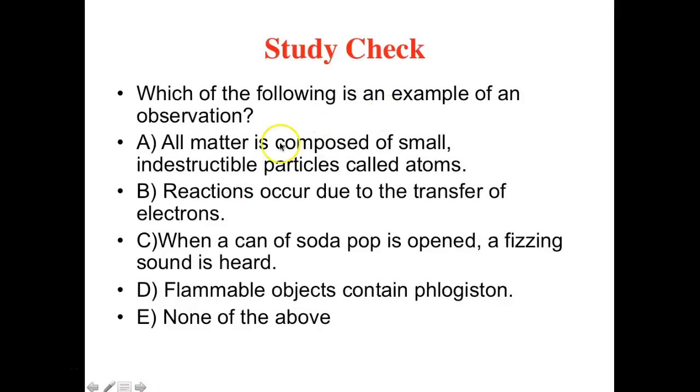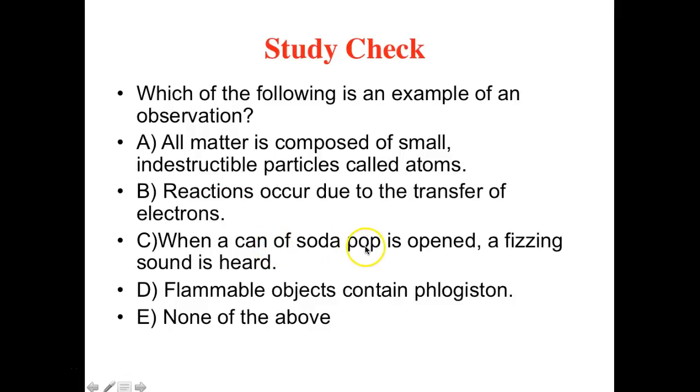Which of the following is an example of an observation? All matter is composed of small, indestructible particles called atoms. This is almost like you're giving an explanation for, or a statement of what you think matter is made up of, all right? So it's definitely not an observation. Reactions occur due to the transfer of electrons. Again, you're explaining why reactions occur, so that's not an observation.